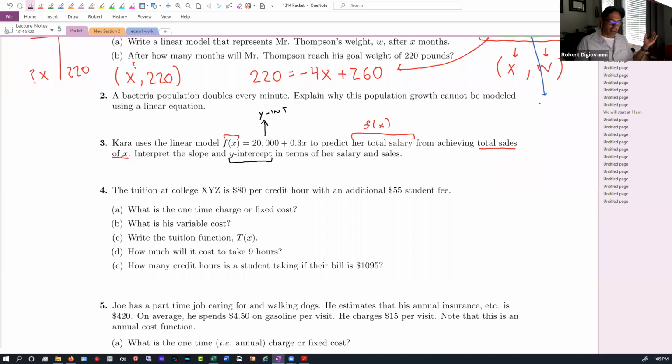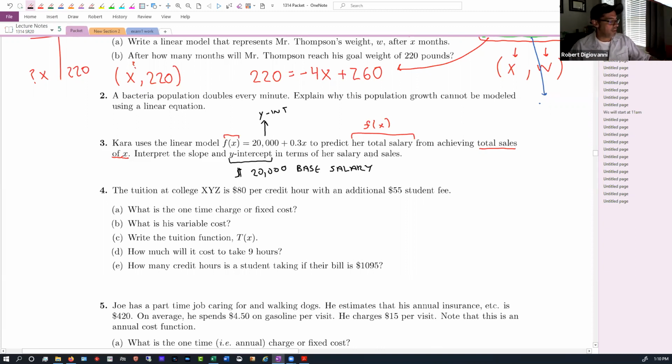So maybe she sells, I don't know, cars. I'm not sure. We had a girl the other day contact us. She was selling knives, those Cutco knives, whatever it is. Whatever she's selling, if she sells 0, she's still going to make $20,000 just for going around and trying to sell stuff. Okay, that's her base salary. So the 20,000 is her base salary.